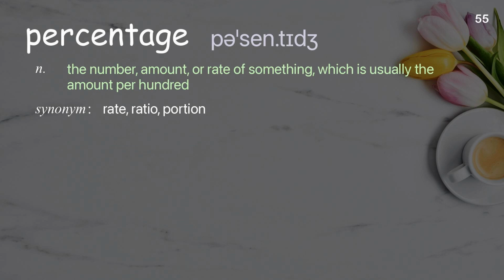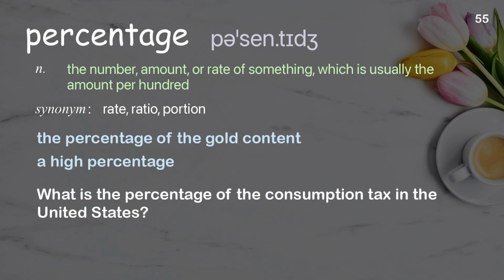Percentage. The number, amount, or rate of something, which is usually the amount per 100. Examples: The percentage of the gold content. A high percentage. What is the percentage of the consumption tax in the United States?